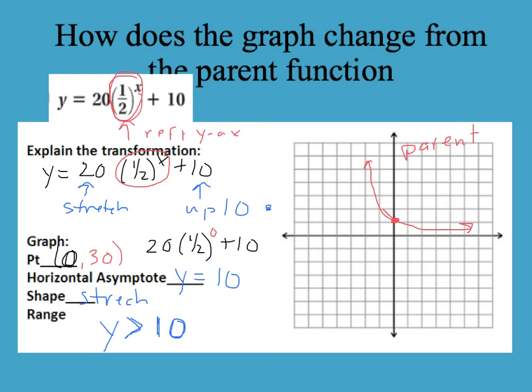First, I would graph my point, which is right here. So 0, 30, and I'm going to label that. I have a horizontal asymptote at y equals 10, so that's a dotted line. Again, each box is going to be 10. And then my shape is a stretch, so it's getting very skinny. So that would be a great graph for this function.